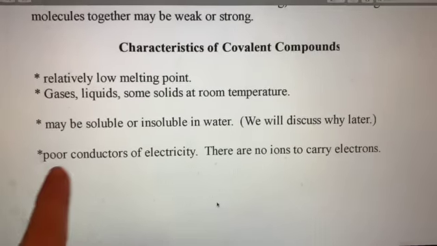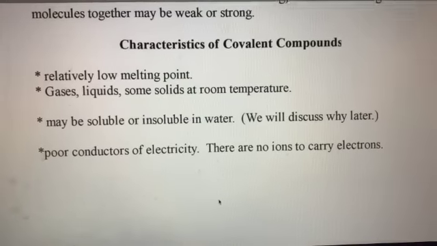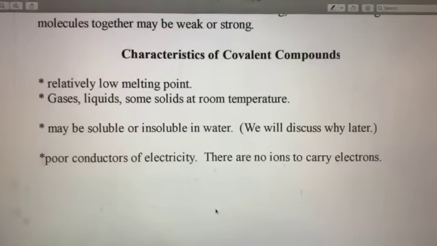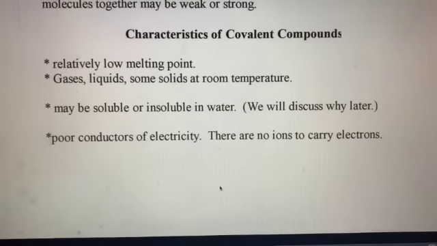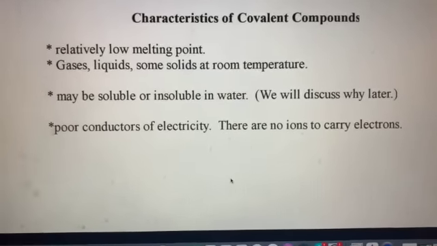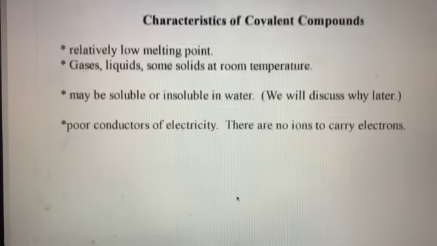This is an important one: they are poor conductors of electricity. There are no charged particles in these covalent compounds to carry electrons. So they are not good conductors of electricity at all.